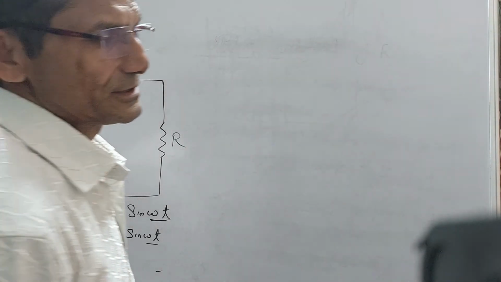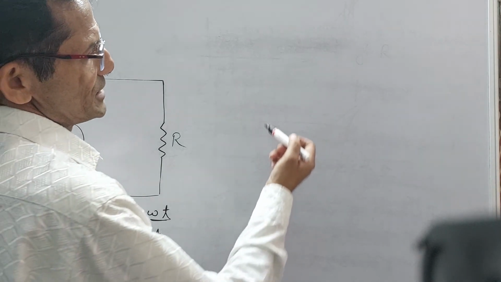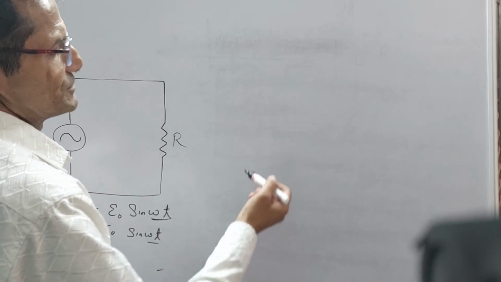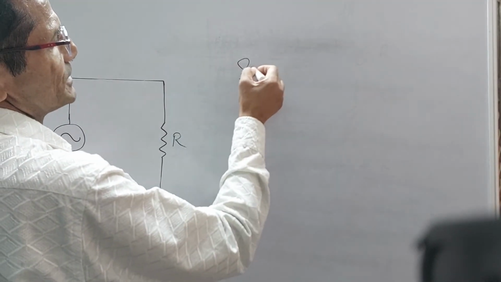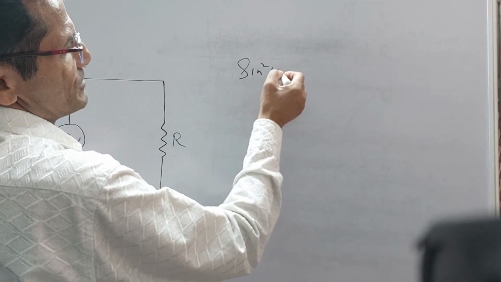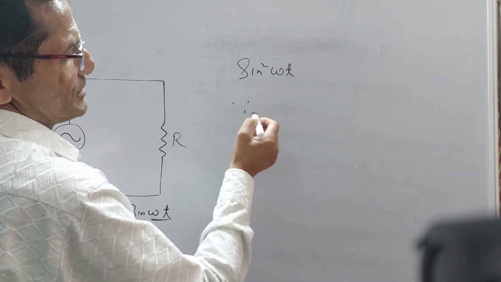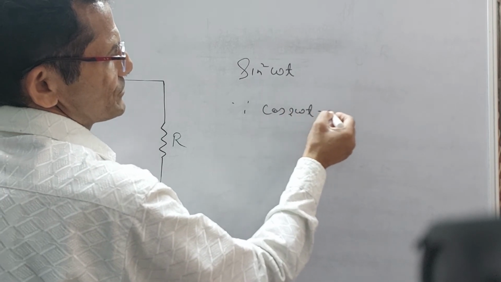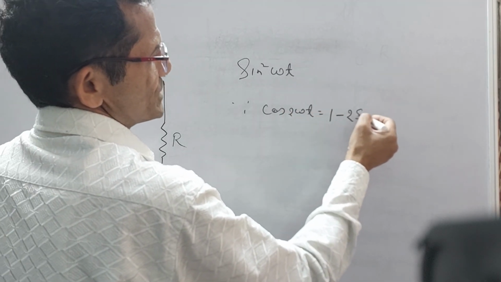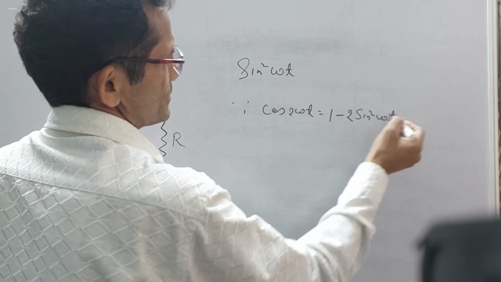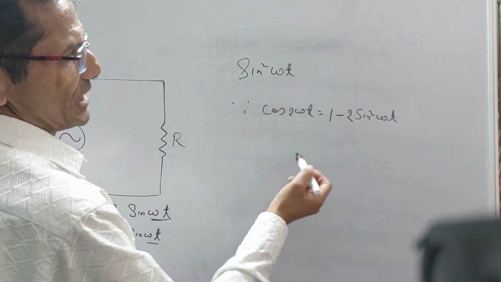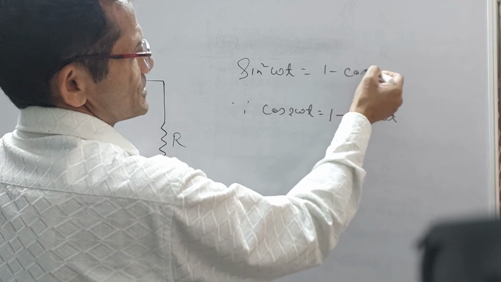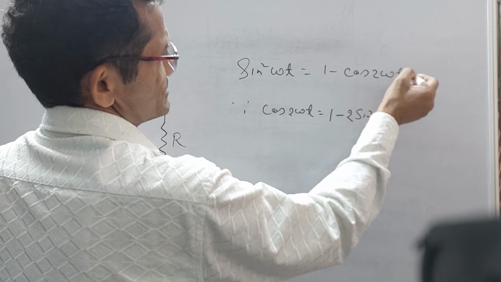In the previous part, I wrote the average of sin square omega t as 1 by 2. How does it become 1 by 2? We know that cos 2 omega t is equal to 1 minus 2 sin square omega t. So from here, the value of sin square omega t comes out as 1 minus cos 2 omega t divided by 2.